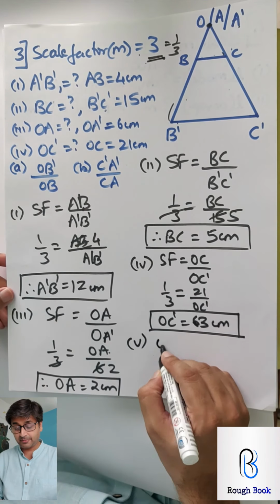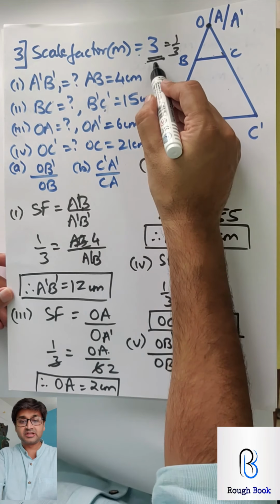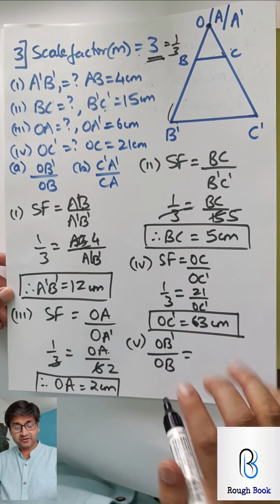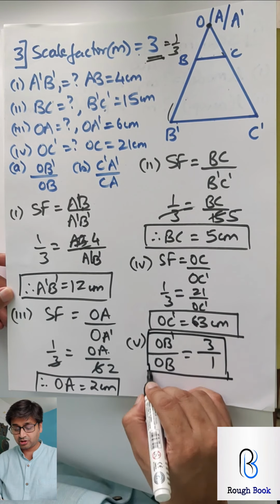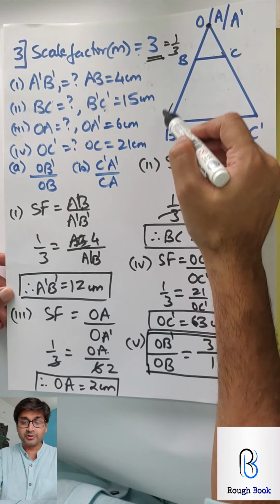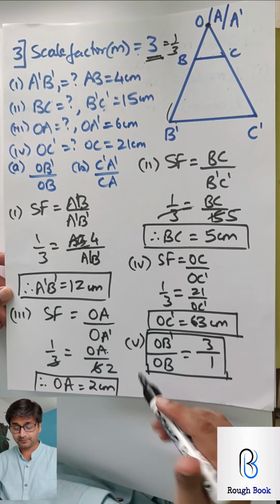Fifth part, OB dash upon OB. Now OB dash is up in the numerator and OB is down. So this is bigger, obviously by 3 parts. So you don't need to find the values. I can directly say 3 by 1, because I know that the ratio between OB and OB dash is 3:1, and OB dash is in the numerator, so 3 goes on top.